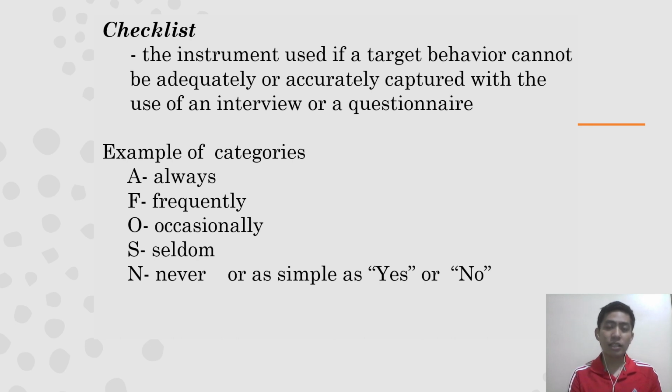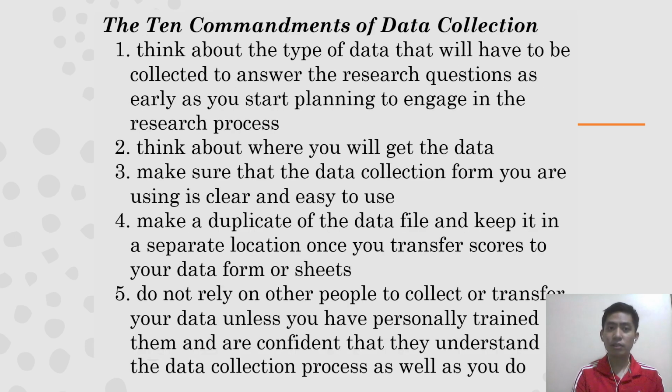Checklist. This is the instrument used if a target behavior cannot be adequately or accurately captured with the use of an interview or questionnaire. Example of categories: always, frequently, occasionally, seldom, never.